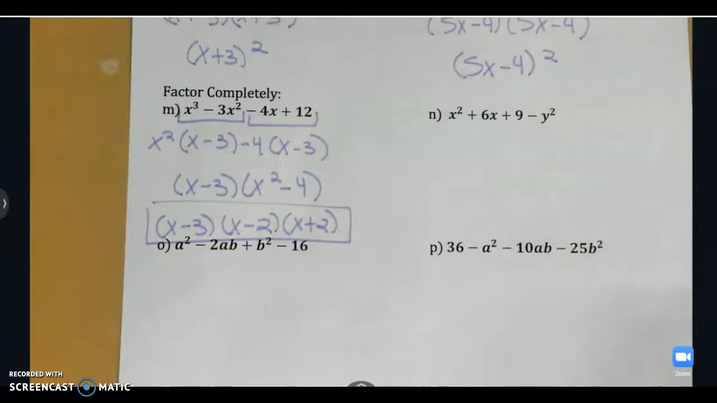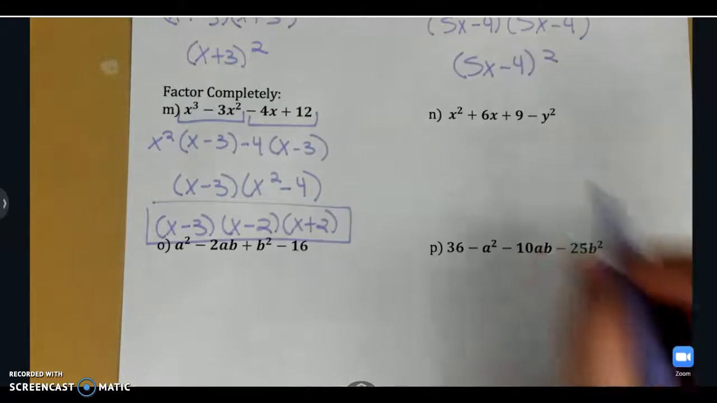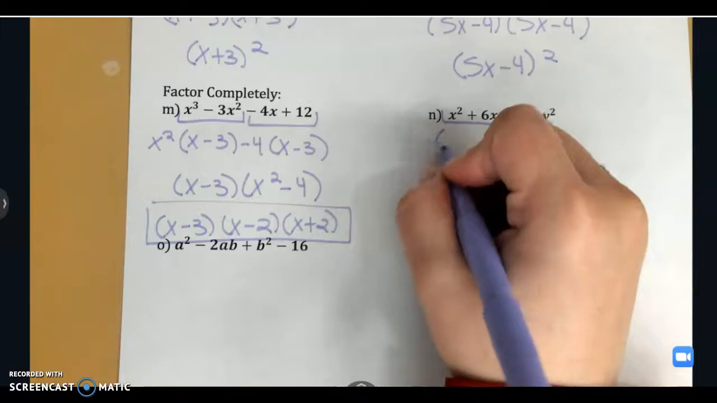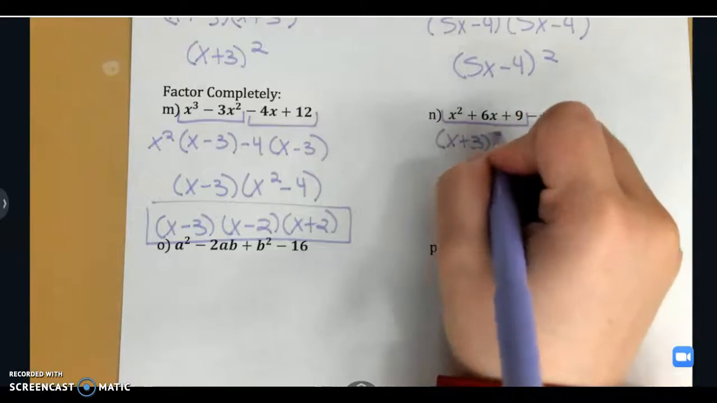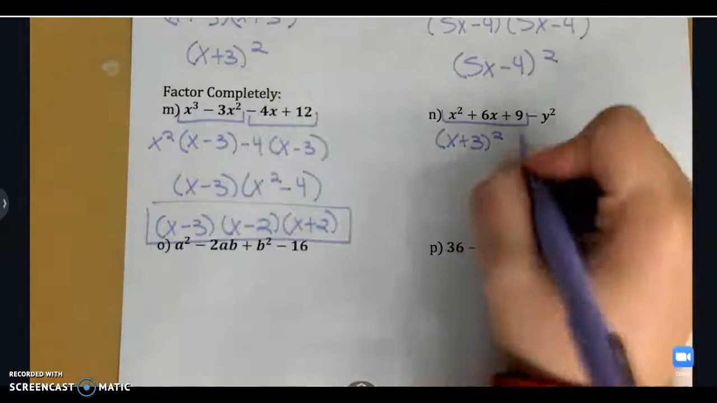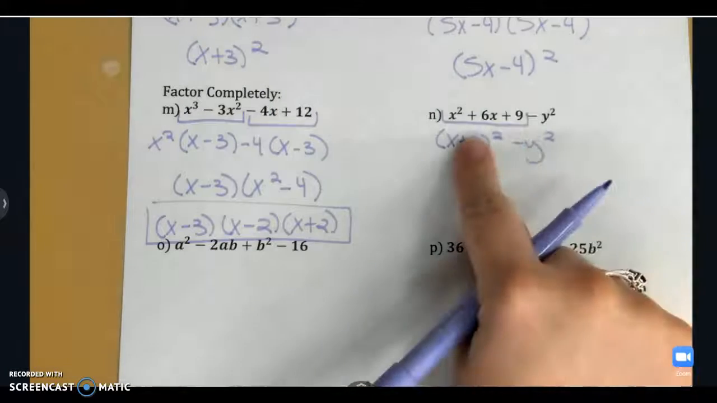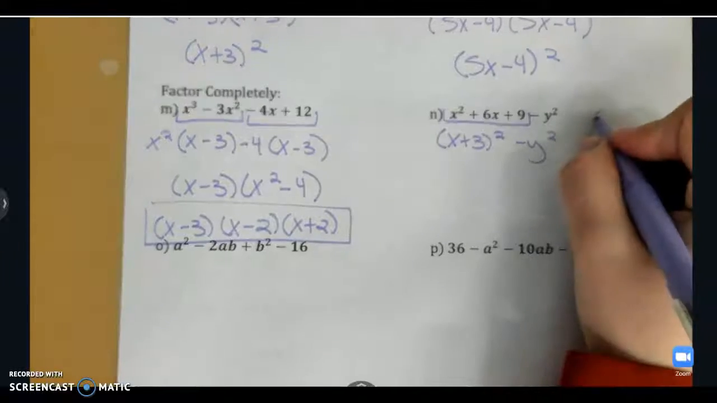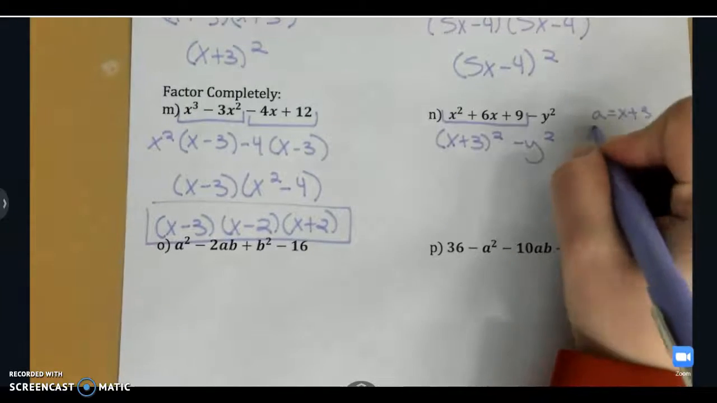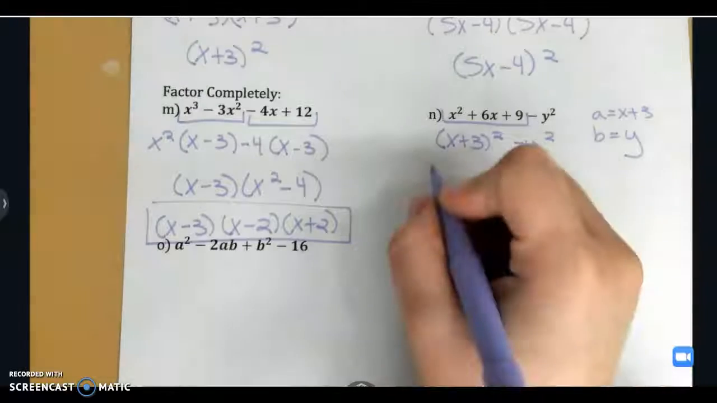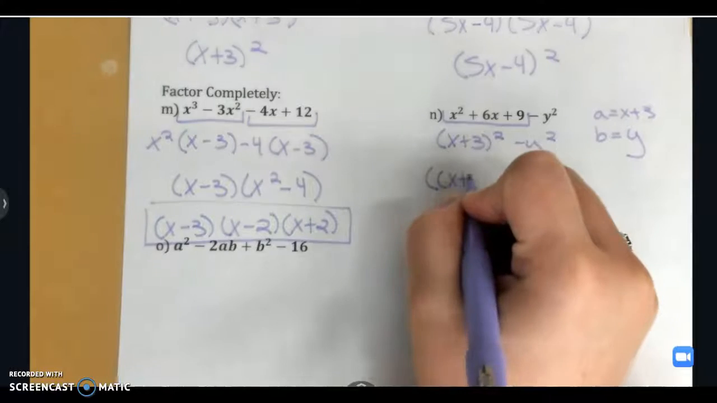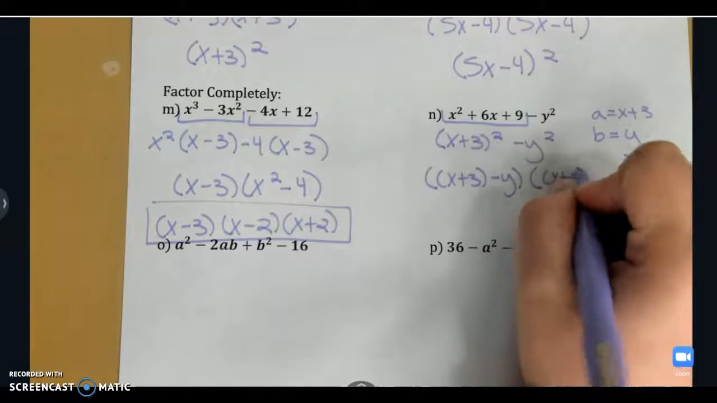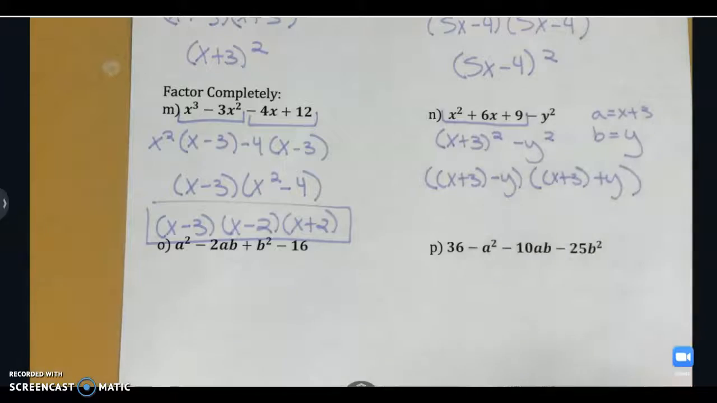Okay. Then on N, if I look here, this is a perfect square trinomial, so that's actually x plus 3 squared. That's just like example K that we just worked. So x plus 3 squared minus y squared, that's actually difference of squares. Here, your a is x plus 3 and your b is y. So x plus 3 minus y times x plus 3 plus y.